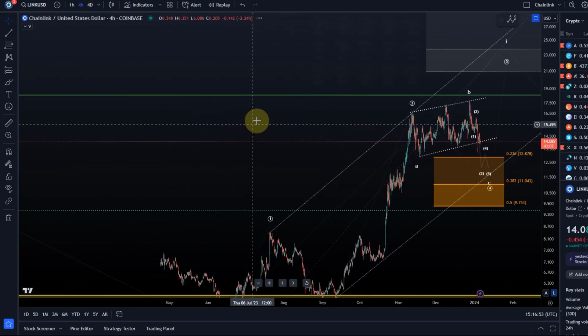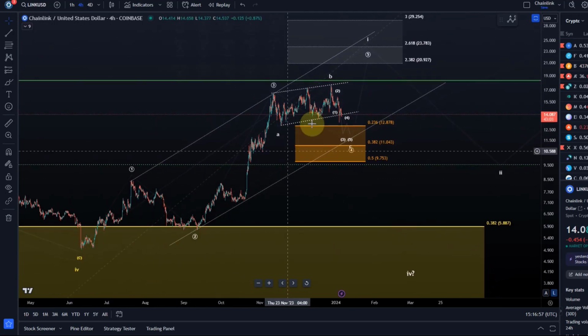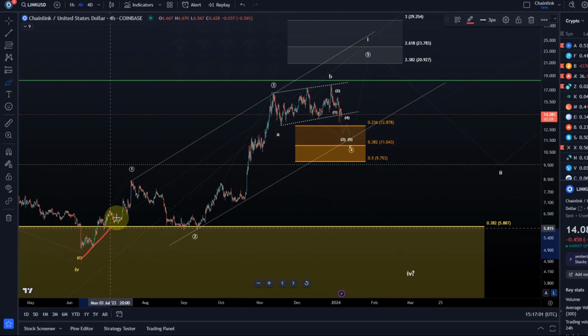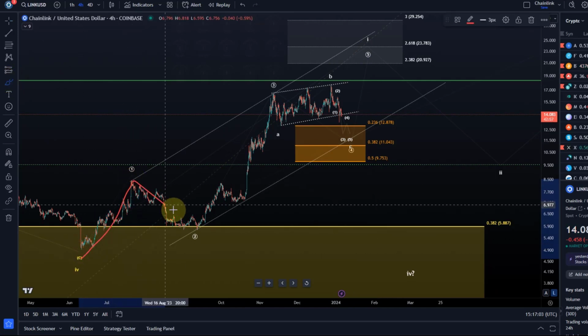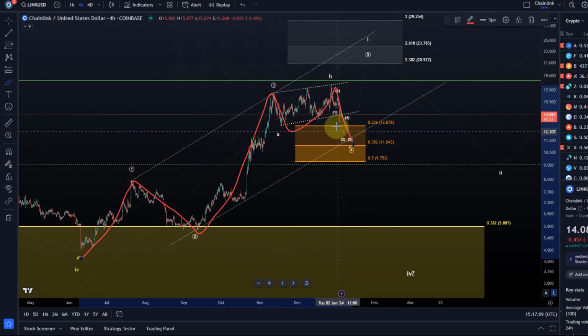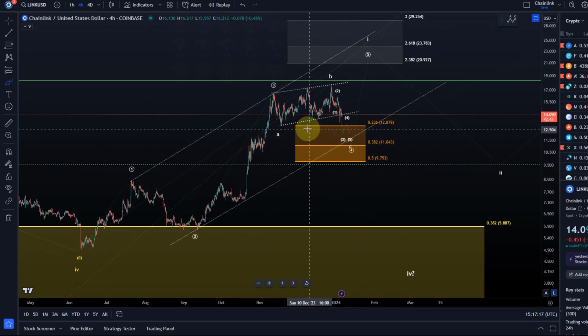So zoomed out again for anybody who's new, we're looking at this as an ending diagonal. That's the idea that this here was a wave 1, the move up initially into July, wave 2 down, wave 3 up. Then wave 4 looks like a flat structure. And ideally the C wave ends below the A wave. It doesn't need to be way below it, but ideally a little bit below.